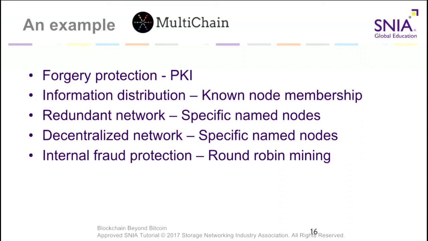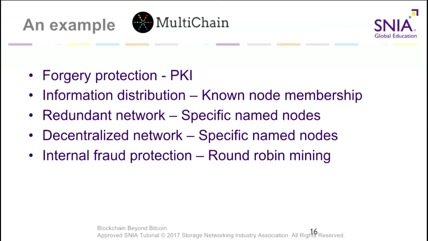MultiChain is another one, and again, it basically comes down to a very similar attack vector in the end. With MultiChain, you basically have a named list of participants. It's actually stored on the MultiChain blockchain. But again, it's not as secure as the Bitcoin blockchain. It uses what's called round robin, where amongst all the nodes participating, you alternate between them for who gets to mine the next block.